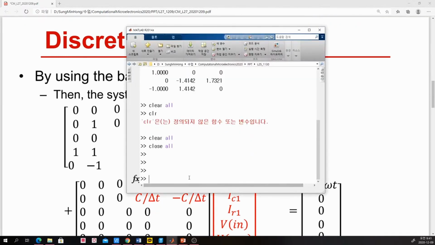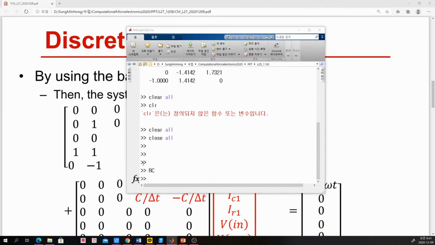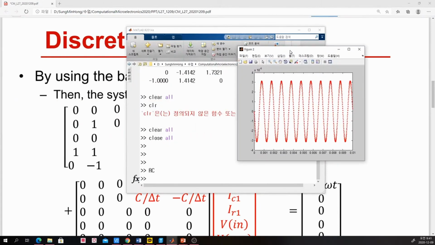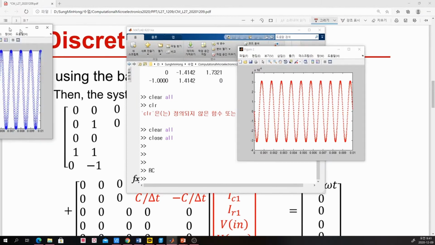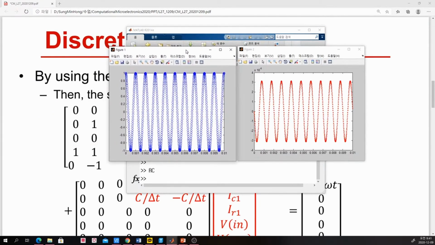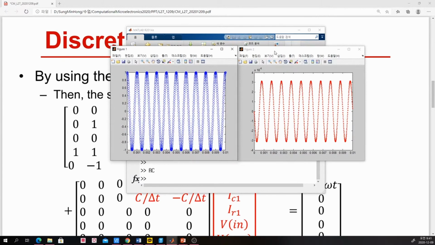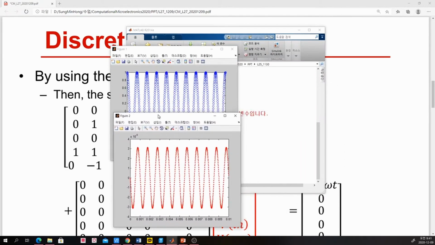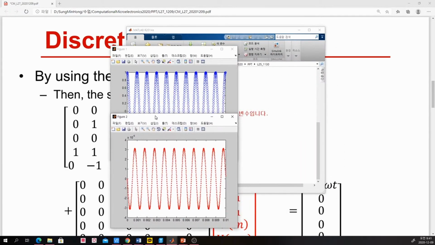Then let's have a look at RC. So this is the result. How does it look? This one is our cosine function. You can see that from the beginning of our time transient, we have 1, and yes, we have transient simulation, the signal corresponding to cosine omega t.